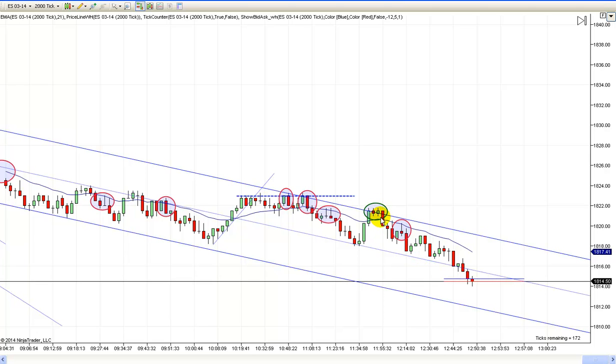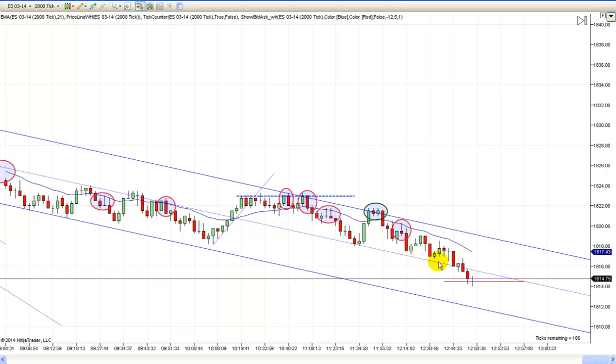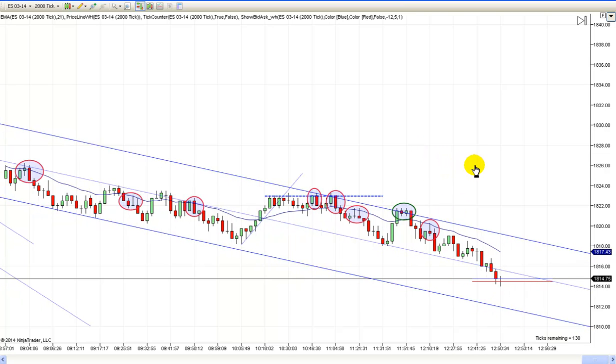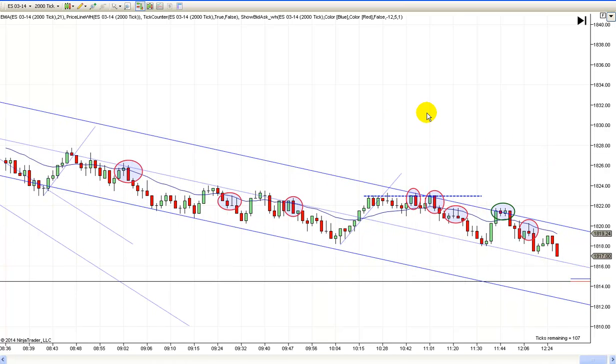And if you did enter right here, then your runners were safe on this, and you could have ridden them down to here, or you might want to see if you can go down to here if you're still holding them. So anyway, that's what I saw today.